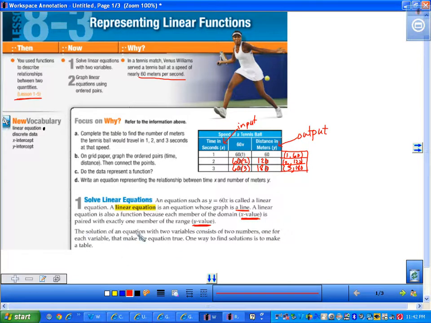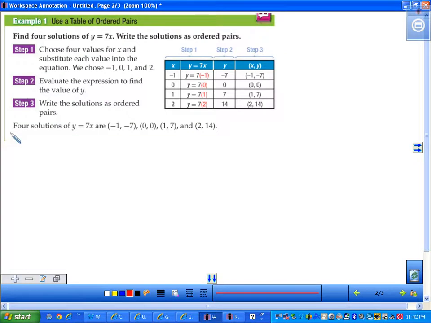The solution of an equation with 2 variables consists of 2 numbers, 1 for each variable, that makes the equation true. One way to find a solution is to make a table. Now we're going to look at some problems and work through them, but here are the steps we have to follow for each table that we create. Step 1 says choose 4 values. We must have 4 values for X and substitute each value into the equation.